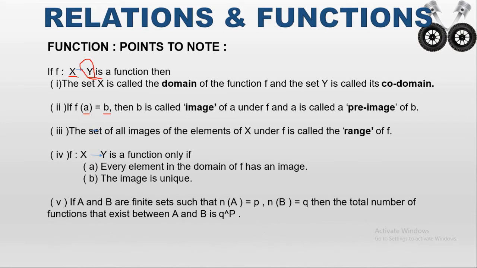Next, consider two finite sets, A and B. Here n of A means the number of elements in A. For example, if the number of elements in A is 3 and the number of elements in B is 2, then the total number of functions that exist between A and B is 2 to the power of 3. That is 8 functions that exist between the two sets A and B. So how many functions exist there? 8 functions exist there.